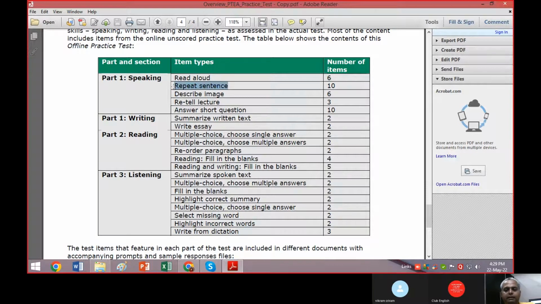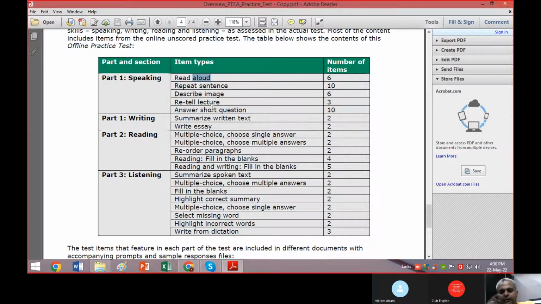Then there would be repeat sentence. Read aloud means that something flashes on your screen, a sentence or mainly a paragraph, and you need to read it. Here they check your pronunciation, whether you are able to pronounce the words in the right way. They also see whether you stress certain words, and whether you know how to move through the paragraph, taking care of punctuation like periods and semicolons. You should know when to stop and how long to stop.